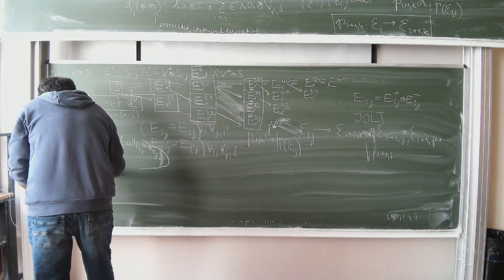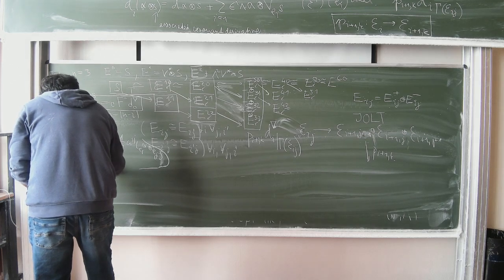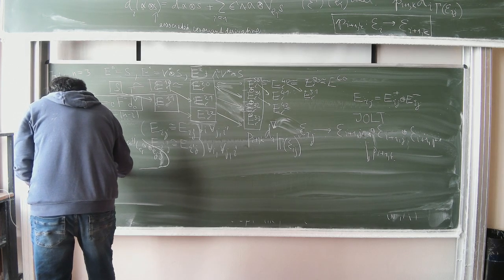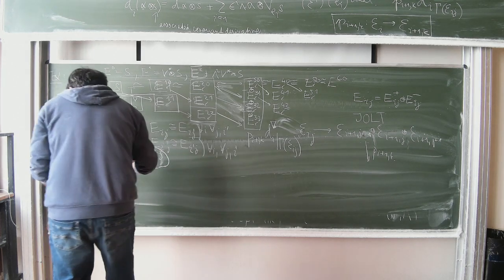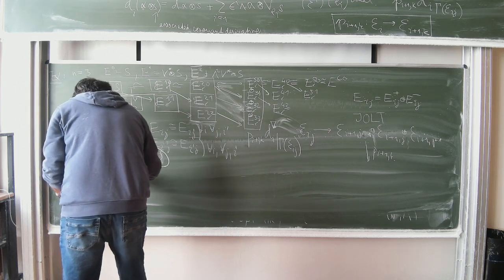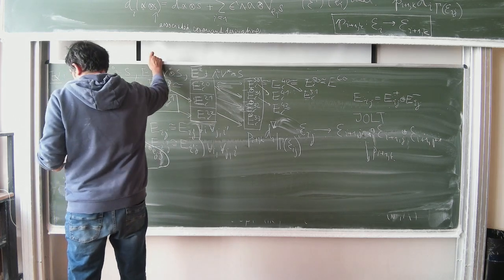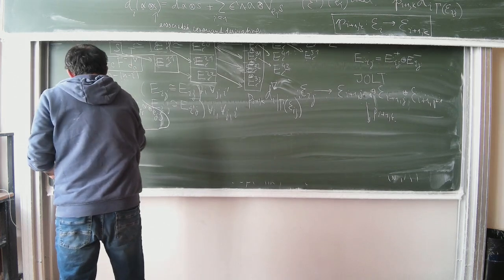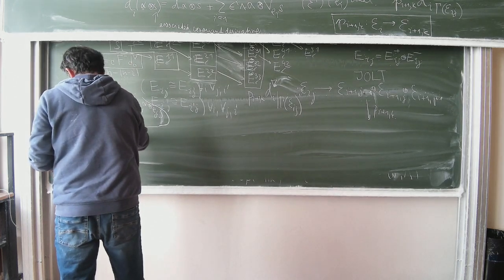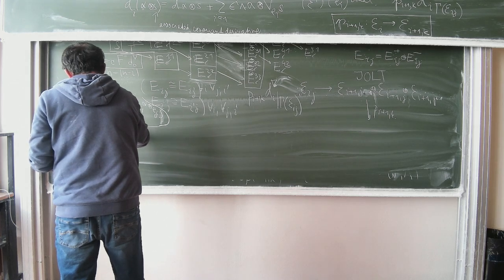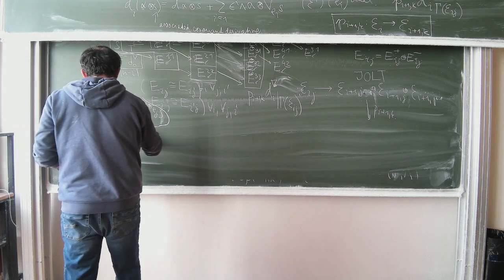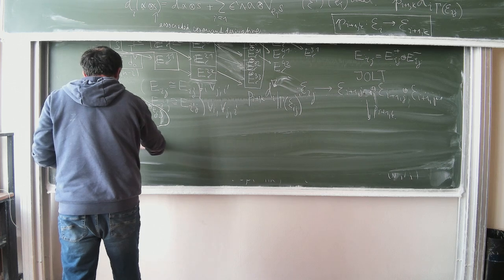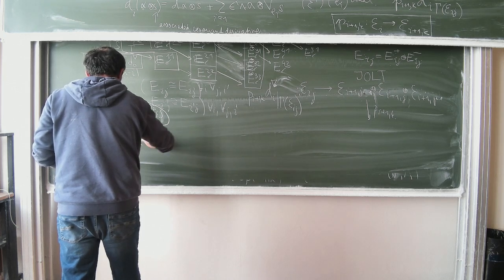P_ij plus minus is D projected to P_{i+1, j±1}, and here is the restriction to epsilon_ij.